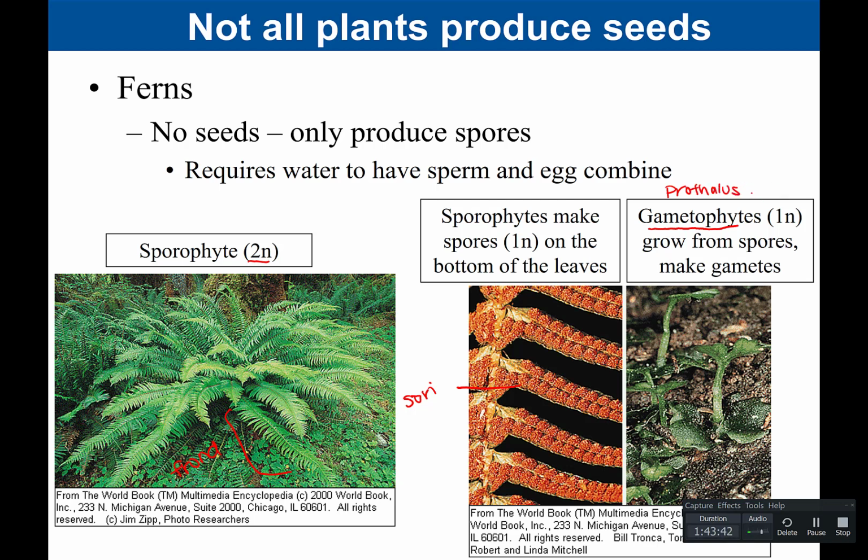And this structure is haploid, right? And so we have our haploid prothallus, which is the gametophyte, and then that can give rise, and I'll show you how in a minute, to the diploid sporophyte, so the big part of the plant that you typically see.